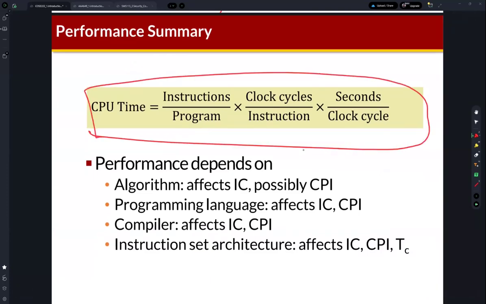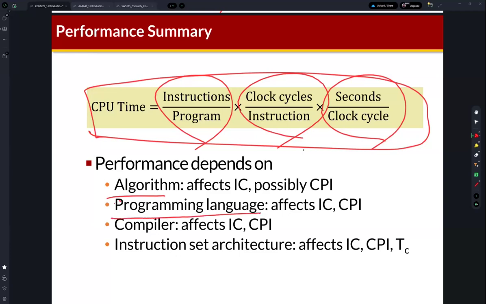So this equation is very important in this course. Because the purpose of computer architecture is to build better computer systems, meaning high performance computer systems. And as I mentioned, these factors are influenced by different components: the algorithm, programming language, compiler, and then instruction set architecture or hardware.